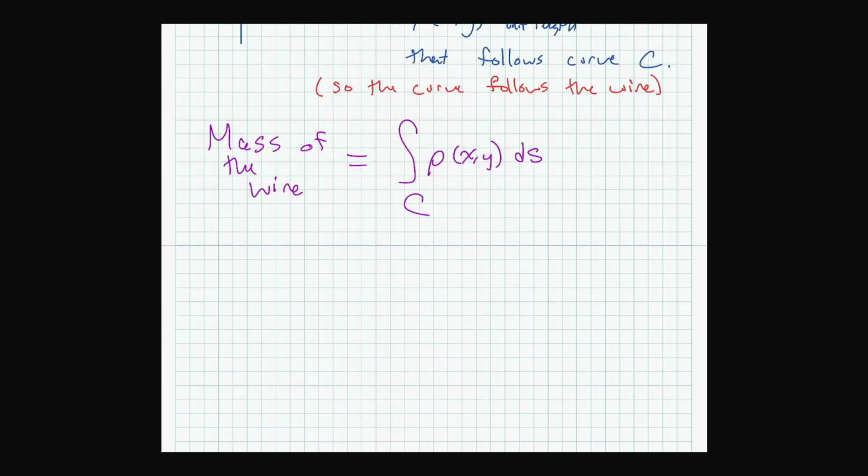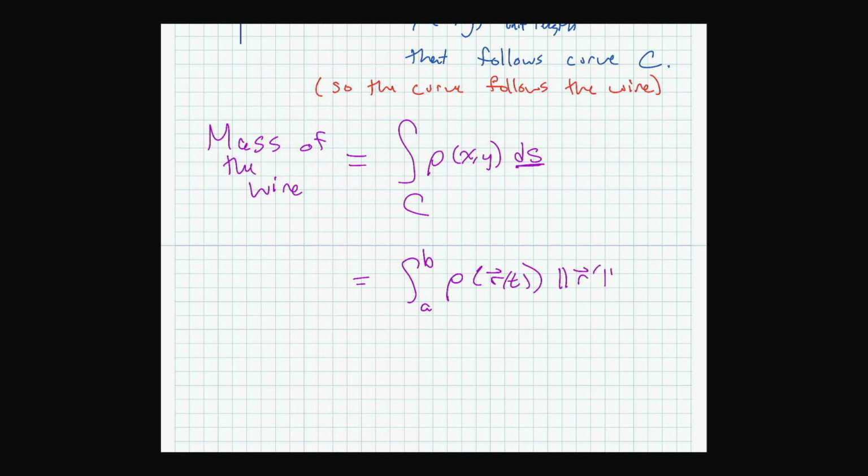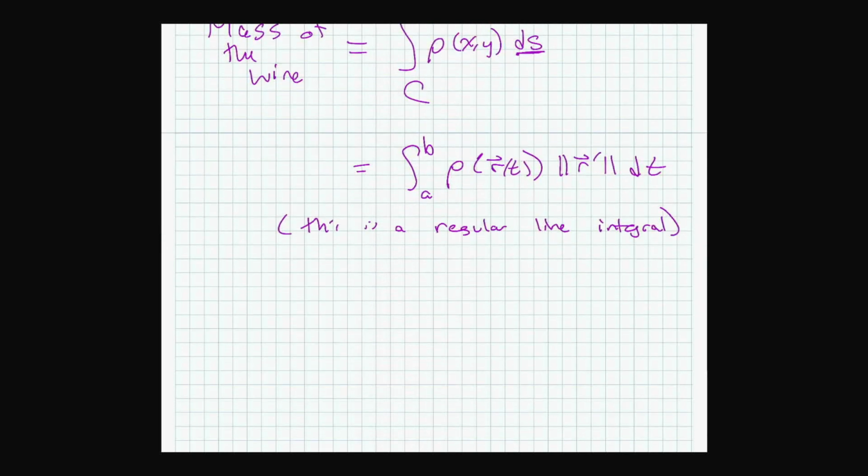That's it. And of course, the way you actually calculate that would be an integral from A to B. You'd have your rho, you plug in your parameterization like we always do, and then your ds is the magnitude of r prime, and then dt. So this is just a regular line integral. There's nothing special to it. Nothing crazy happening there.